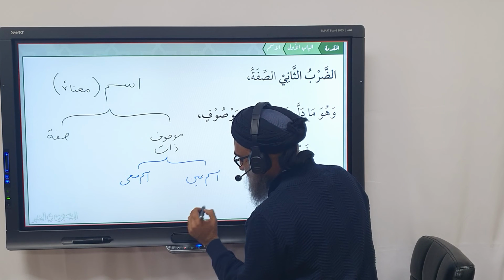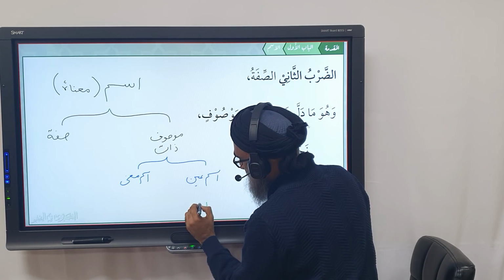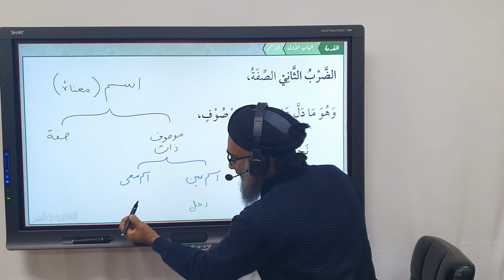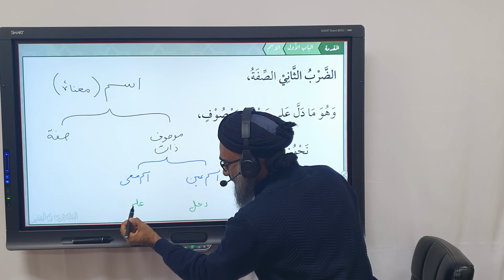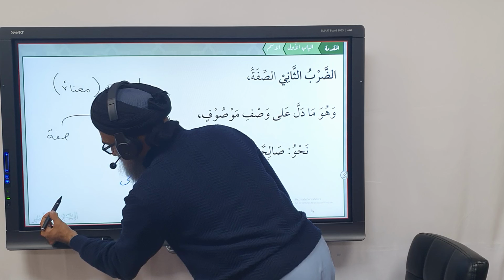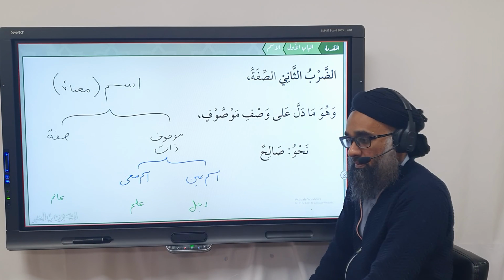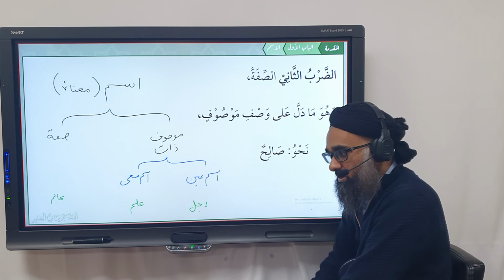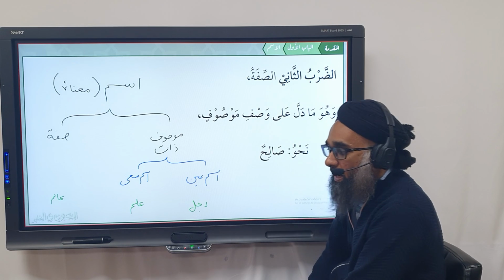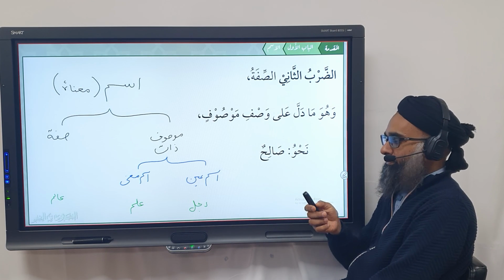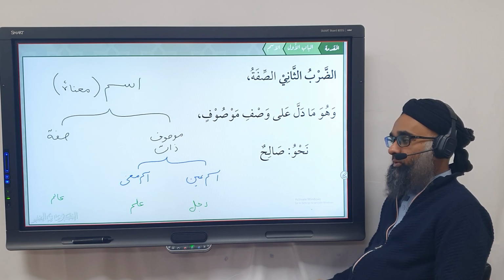Ismu ayn, for example, rajul. Ismu ma'na, for example, ilm. And sifa, for example, alim. So if ism, it can be a mawsuf or a sifa, and a mawsuf is also called ismu dhat. And a dhat can be an ayn or a ma'na. Fahim? This is the types of ism according to its meaning.